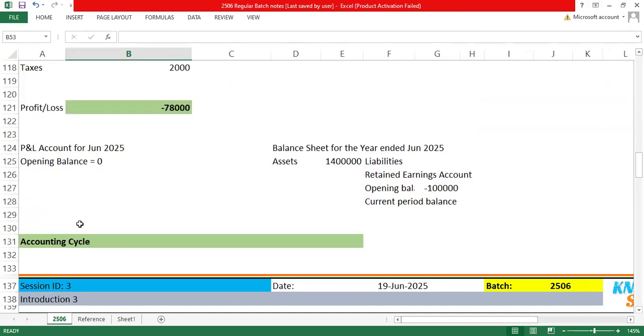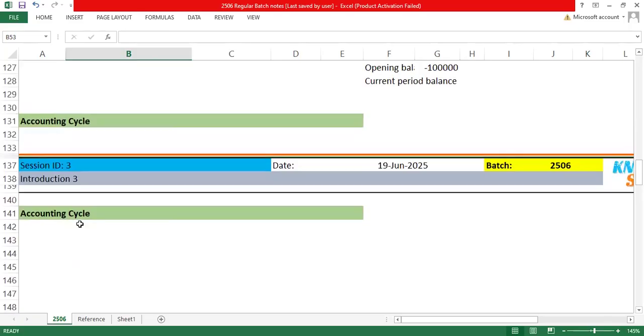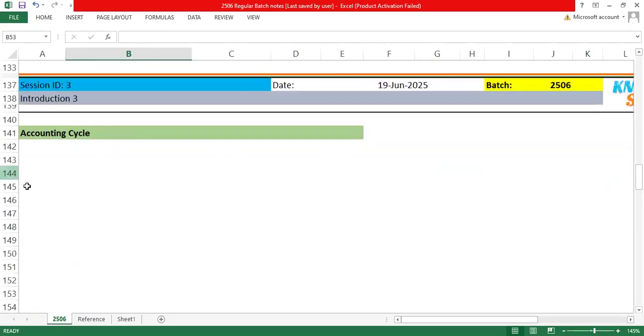So the basic thing is, if I want to understand or prepare a financial statement, the first thing you need to understand is the accounting cycle. That is what we wrapped up with yesterday. We are going to start understanding now the accounting cycle. The accounting cycle is where all your financial transactions begin. Where does it begin? Where does it end? That is what we need to understand.